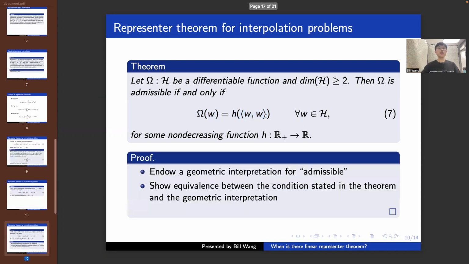To prove that, we essentially break the proof into two steps. In the first step, we endow a geometric interpretation of admissible. And in the second step, we establish equivalence between this geometric interpretation and the conditions stated in the previous theorem, which is this condition, all right? This condition. I'm not going to go through this part of the proof because I don't have an understanding of it, but I do think I have a pretty good understanding of the first part of the proof. So I will go through that with you.